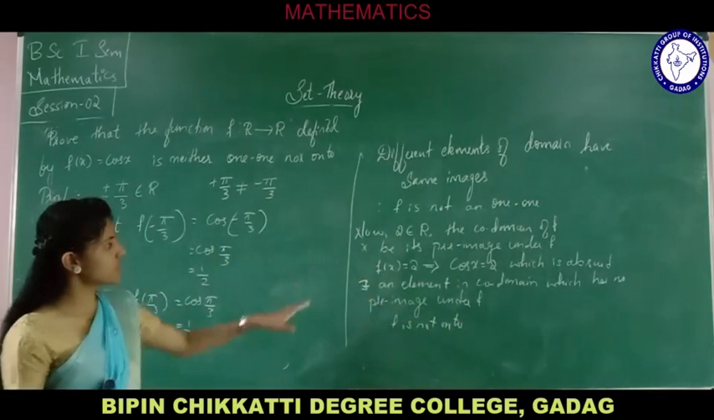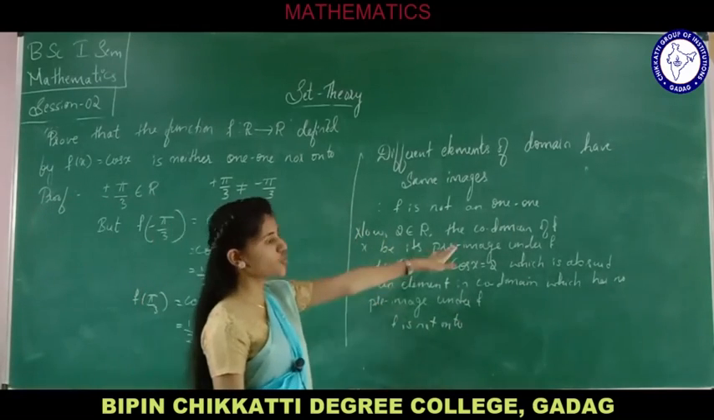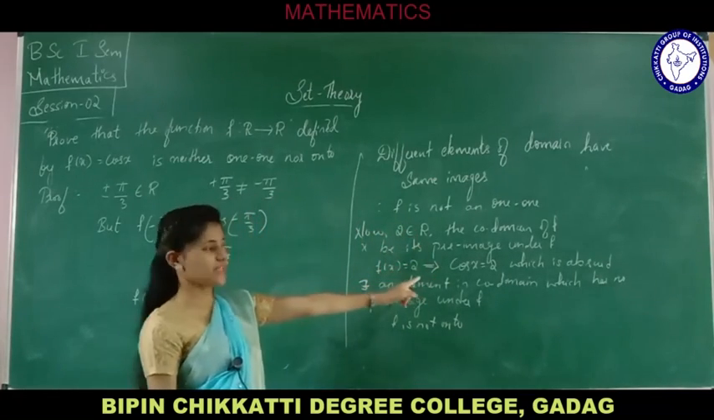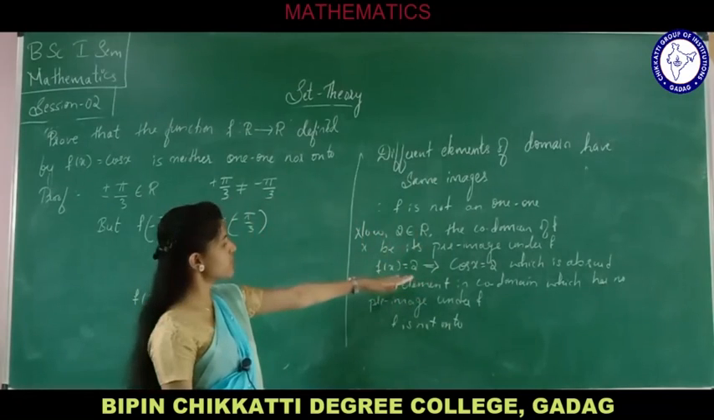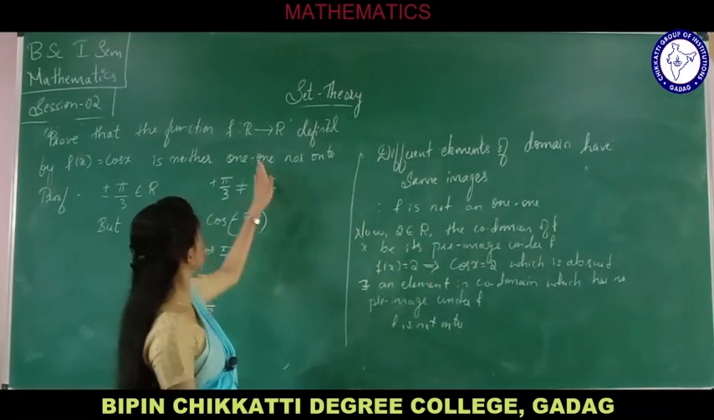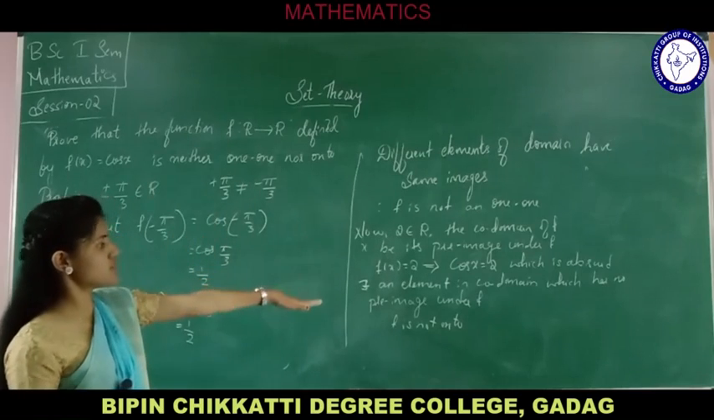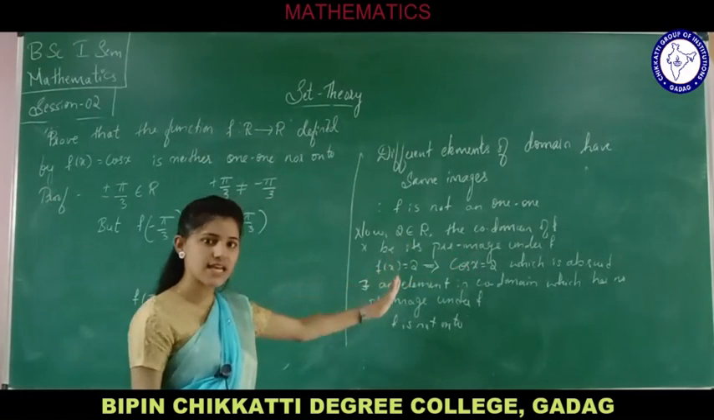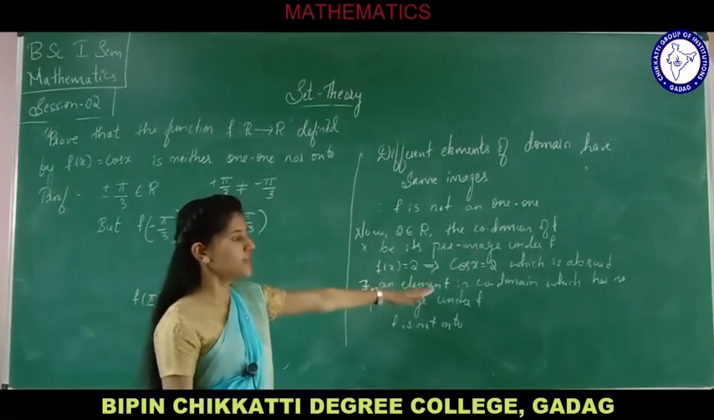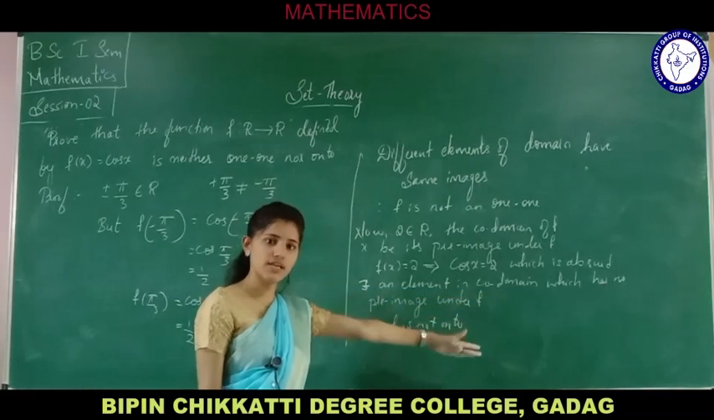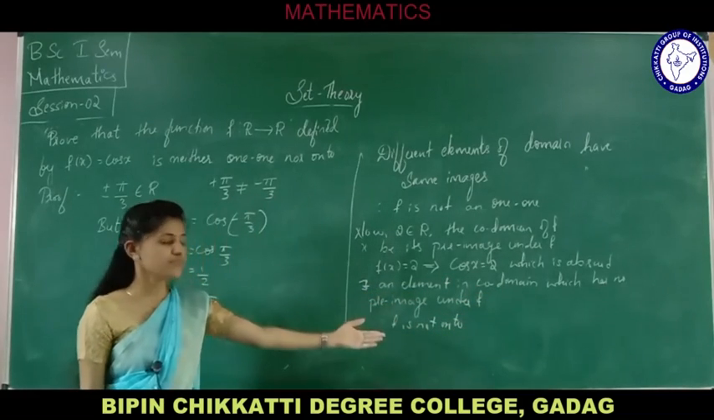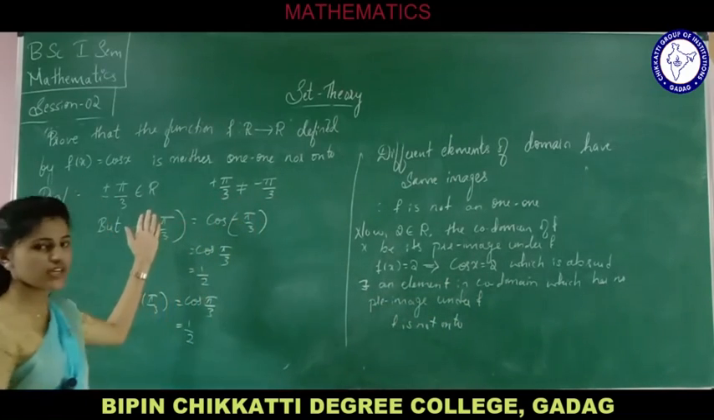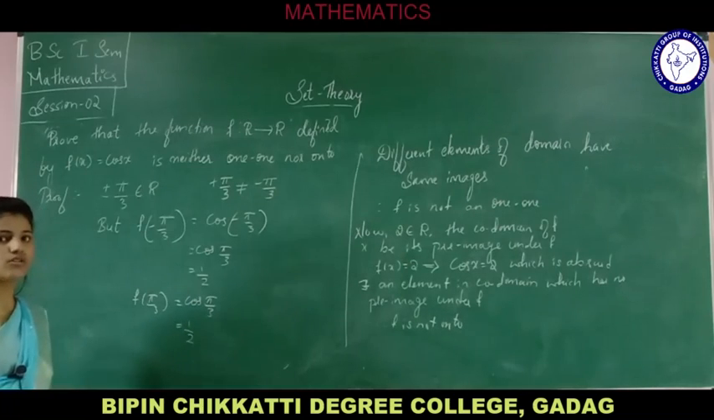What did we consider? We considered 2 belonging to R, the codomain of this function. If so, let x be its pre-image. Then f of x equals 2. What is our f of x? f of x is cos x. Cos x equal to 2 is not possible, which is absurd. It means that there exists an element in the codomain which has no pre-image. Therefore the function f is not onto. Hence we proved that this function is neither 1-1 nor onto.